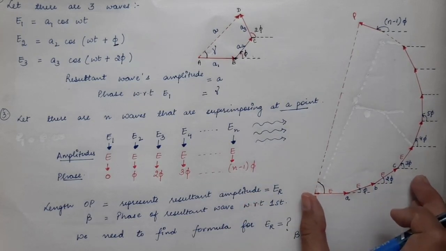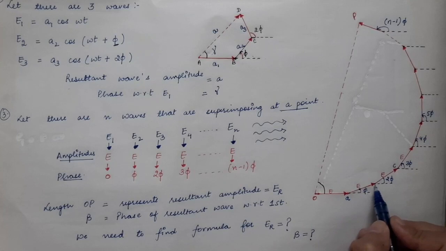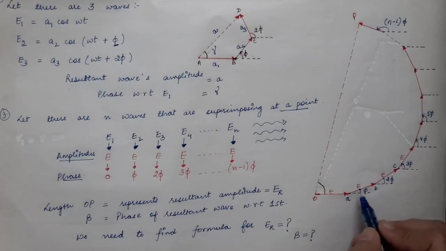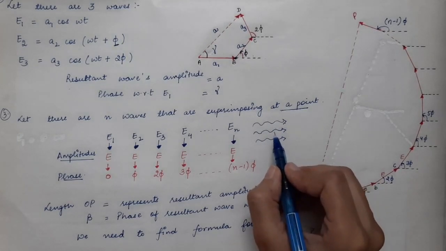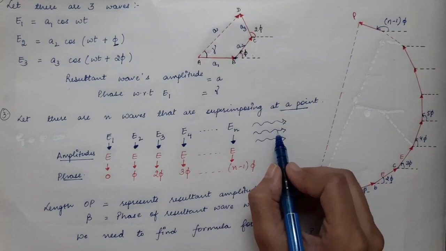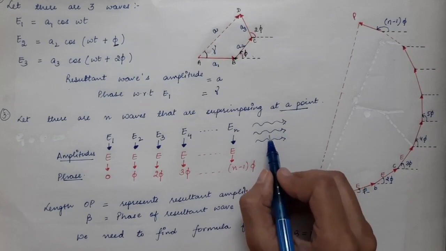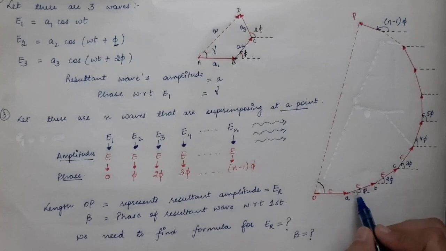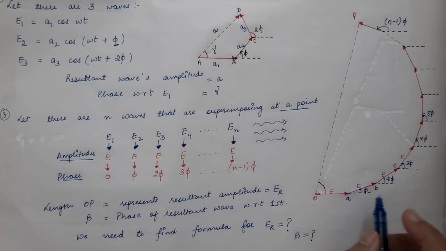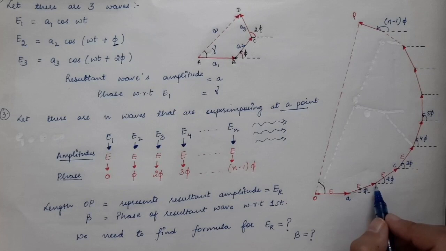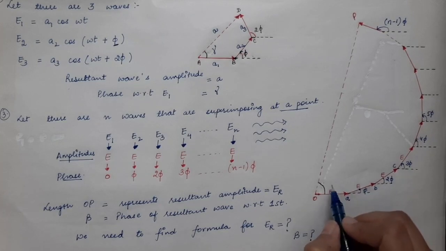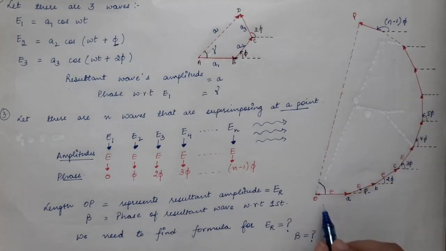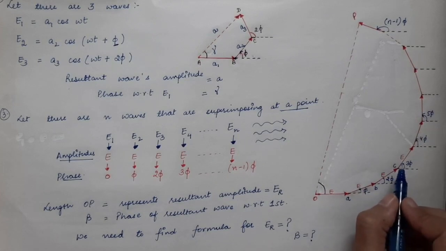But this is a phasor diagram. Do not confuse the direction of this vector with the direction of the wave. The waves are superimposing at a particular point which we are considering, and these directions do not represent the direction of the wave. These are just phasor diagrams which we draw to find the amplitude of the resultant wave.